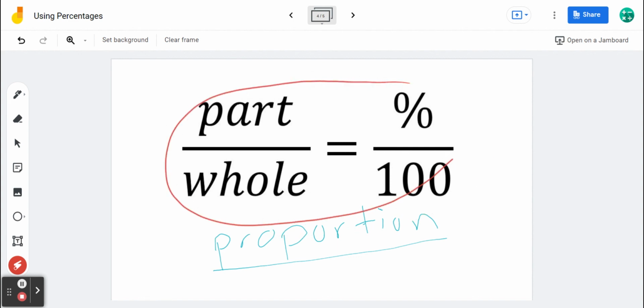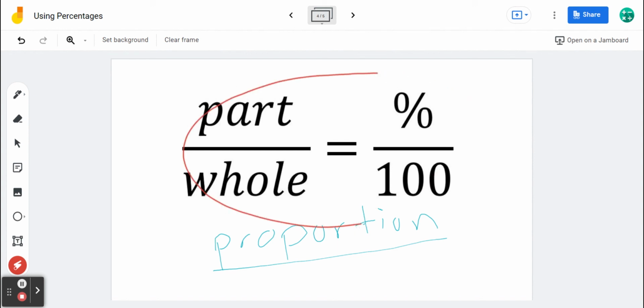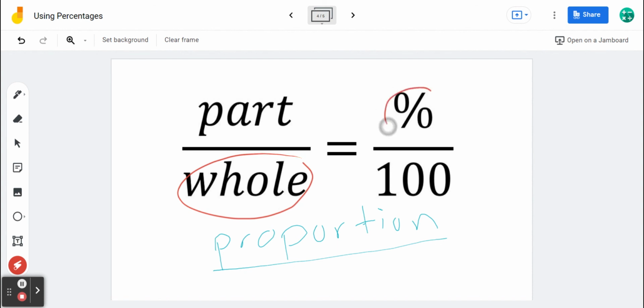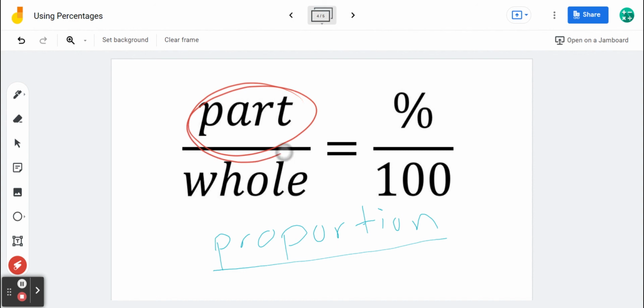And then how are we going to use this? So usually every problem will give you two of these things. So whether it's the whole and the percent or these two things, they're always going to give you two pieces of information and then one blank. So in the last two problems, this part was blank.